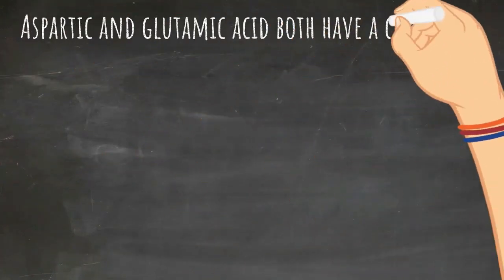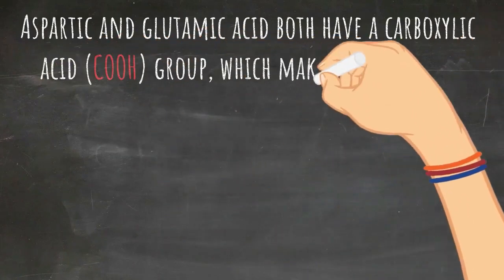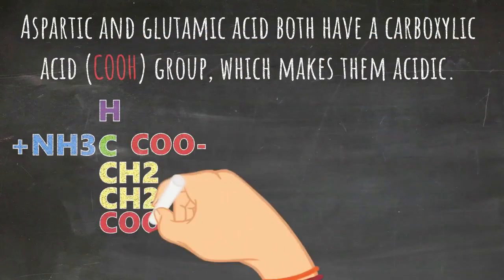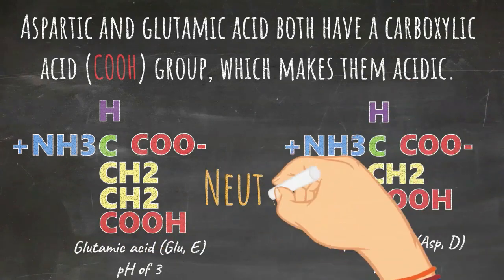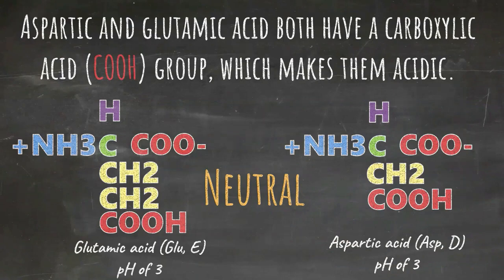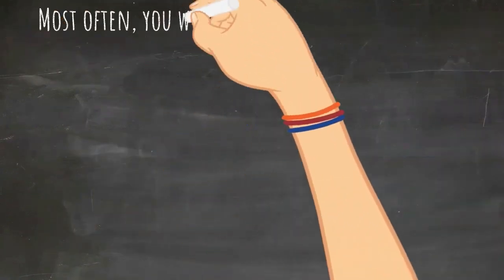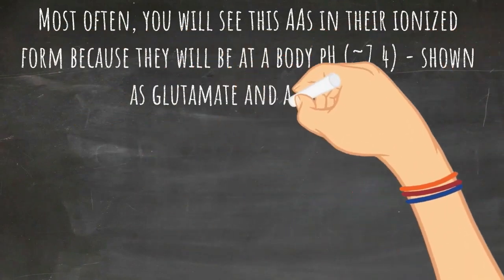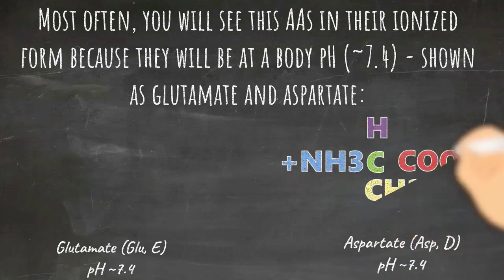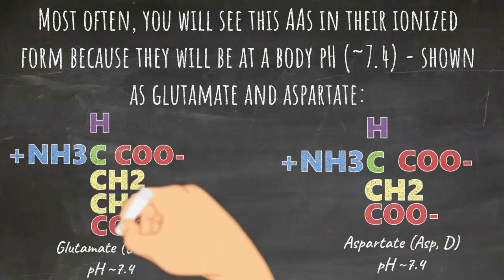Aspartic and glutamic acid both have a carboxylic acid group, which makes them acidic. In this image, you're looking at them in their neutral forms because they're both seen at a pH of 3, for example, where the amino acid backbone is still in a Zwitterion form, so neutral, but there are hydrogen atoms added onto the side chain. Most often on the MCAT, you're going to see amino acids in their ionized form because this is them at the body pH of 7.4. So here they are as glutamate and aspartate with their -1 charges.